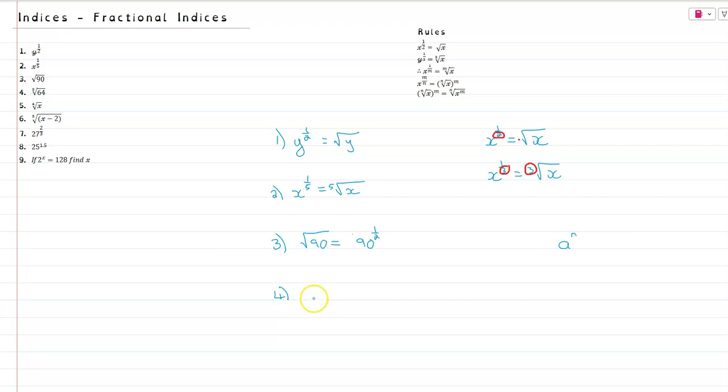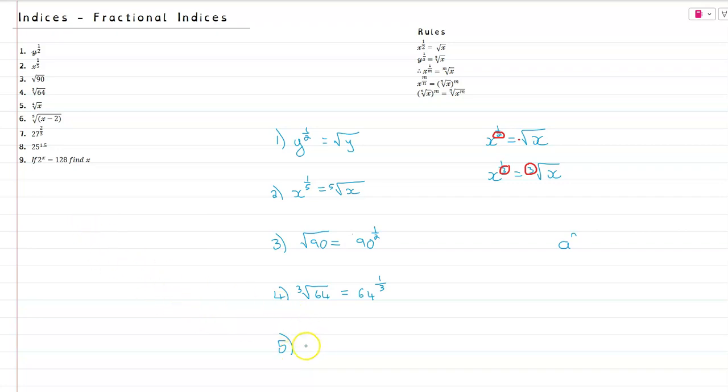Okay, so let's look at question number 4. Question number 4 states, we still need to write in index form. This would be the cube root of 64. So how would we write it in index form? We do the same thing, so the number in the bracket here will become our base, right? And the number here would become our index, so 1/3. And it's as easy as that. Let's look at number 5.